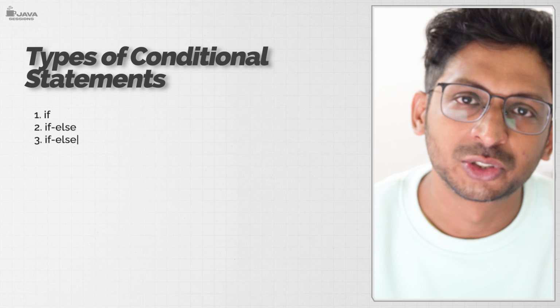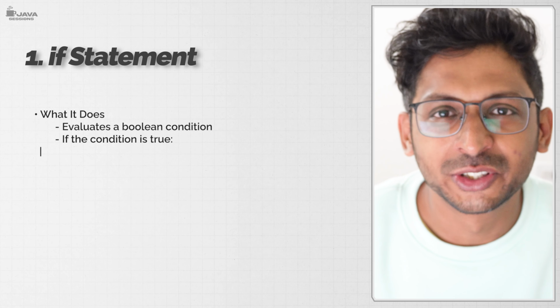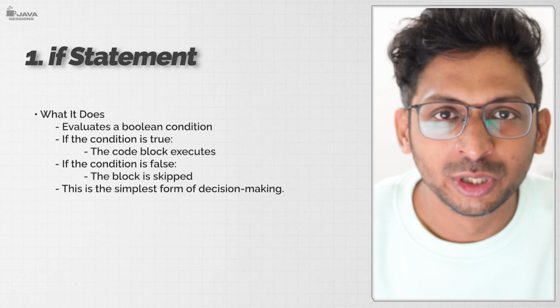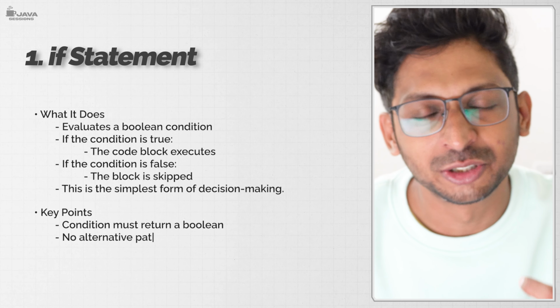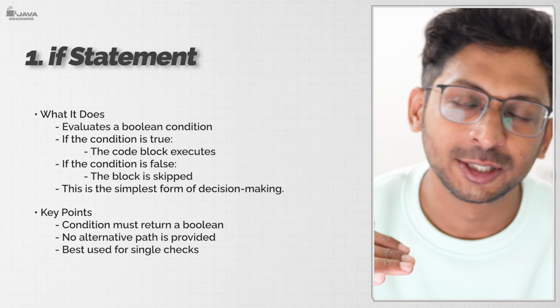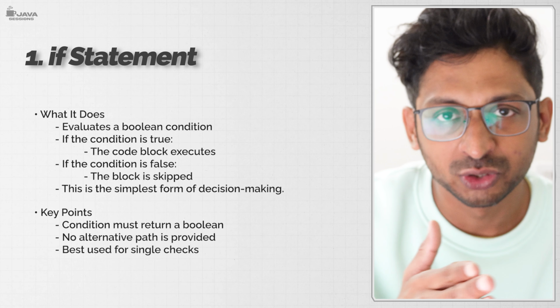Let's have a look at the first type of conditional statement, that is the if statement. This is the most basic form of a conditional statement in Java. It evaluates a Boolean expression, that is, it evaluates a condition to be true or false, and if the condition is true, the block of code existing inside the if block is executed. If the condition is false, the if block is totally skipped.